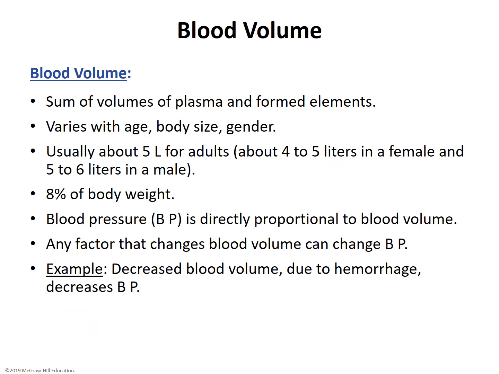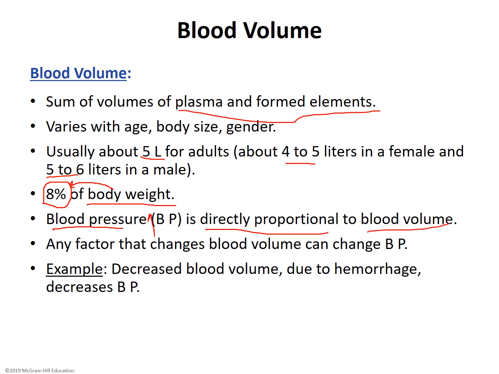So blood volume, we talked about this, is the sum of the volumes of plasma and formed elements. On average, it's usually about 5 liters for an adult, 4 to 5 for a female, 5 to 6 for a male. And I said this in the very first video, the most accurate way to tell blood volume is as a percentage of body weight, and it is 8% of your body weight. Blood pressure is directly proportional to blood volume. So if I increase blood volume, I increase blood pressure.